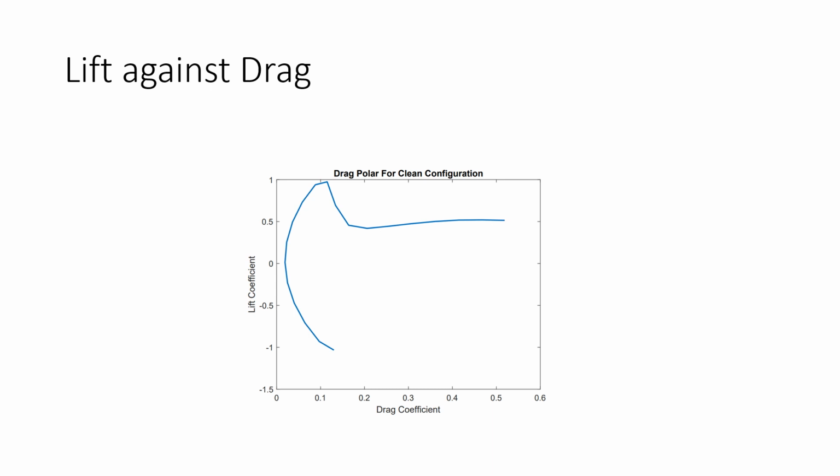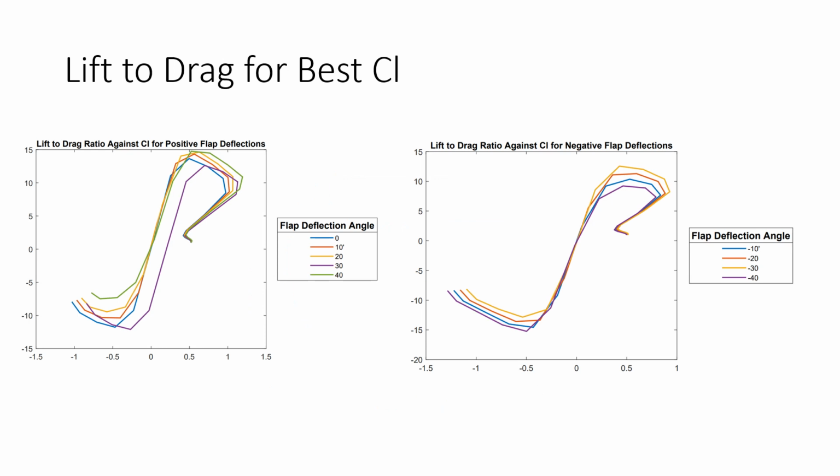This chart shows the lift against drag through a clean configuration. This means no flap deflections and the standard 20 meters per second wind speed. These two charts show how lift to drag ratio varies against lift coefficient for different flap deflection angles. Lift to drag ratio is greatest for positive flap deflection angles, and the greatest lift to drag ratio can be found at a CL of 0.6. The more negative the flap deflection angle, the smaller the CL achieved.